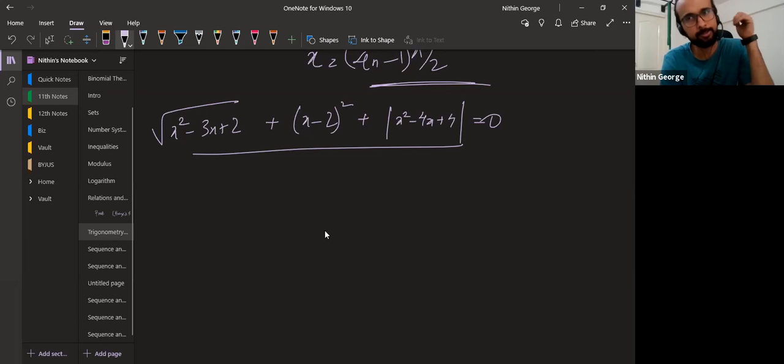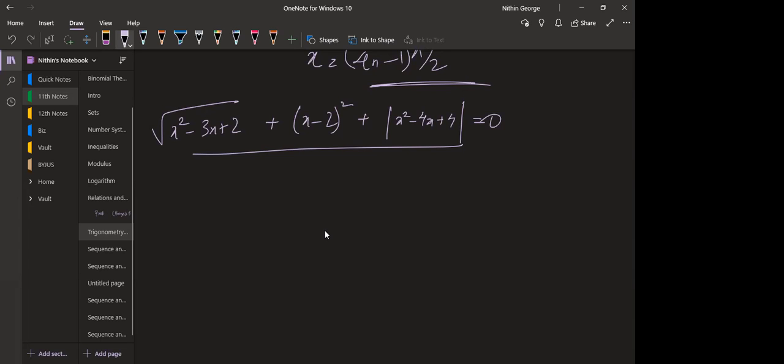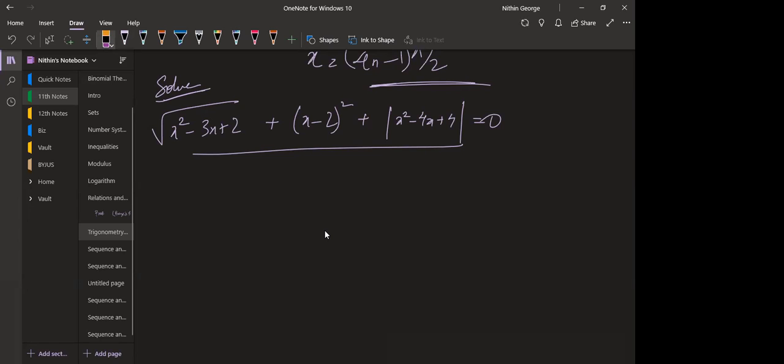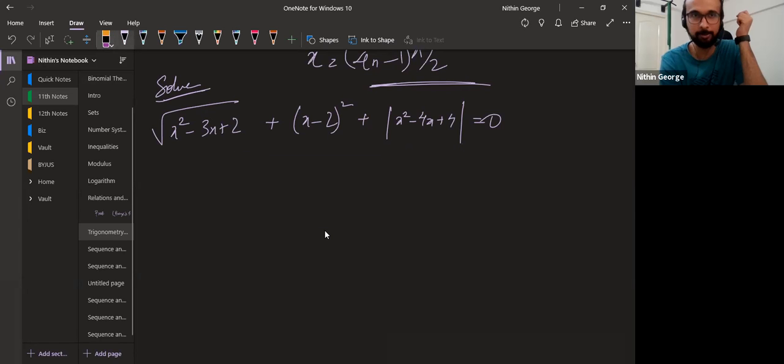Guys, are you solving this? Yes, sir. So why is the last term in a modulus, sir? It's a question I'm asking. This is the question, so solve this question. You don't ask why is this question there, right? Sir, is x equal to 2? x equal to 2 is right.